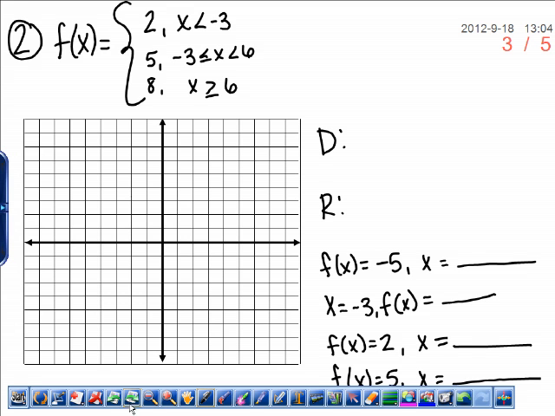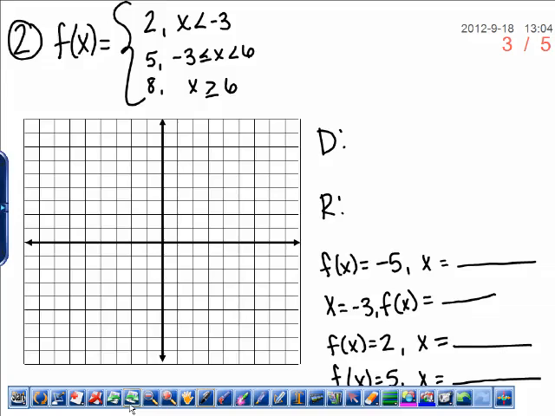Piecewise functions can have as many different pieces as we want them to. So this next one's going to have 3 pieces. F of x equals 2 for x values less than negative 3. F of x equals 5 for x values between negative 3 and 6. And f of x equals 8 for x values greater than or equal to 6.